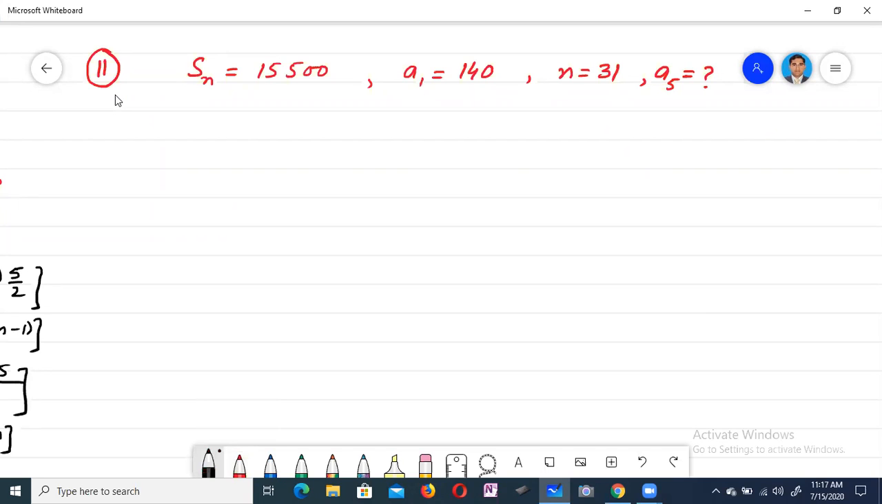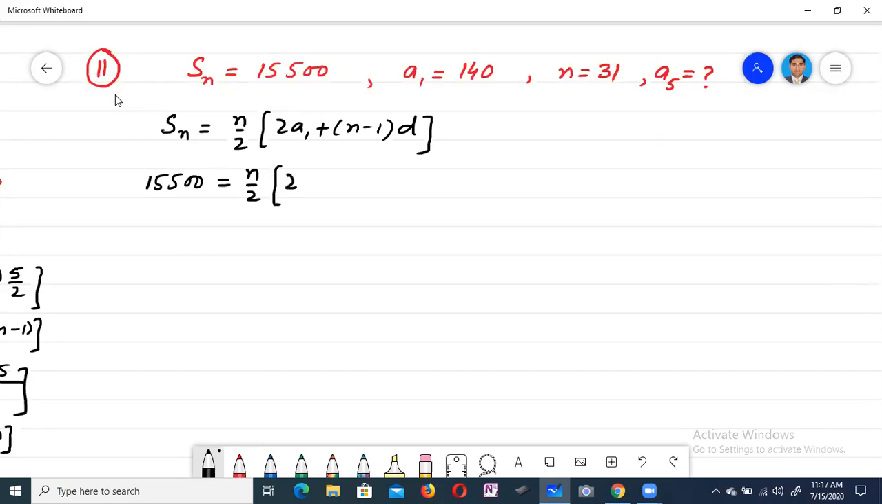Now we will start to solve. As here Sn given, Sn you know will be n divided by 2 into 2a plus n minus 1 into d. Sn is 15,500 is equal to n by 2 into 2a. A is 140 plus n is 31 minus 1 into d. D we don't have. First we have to find d here.